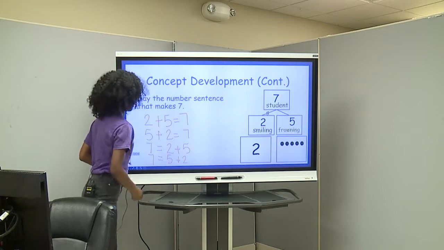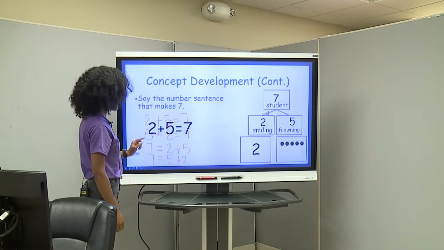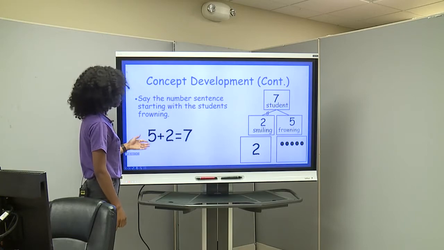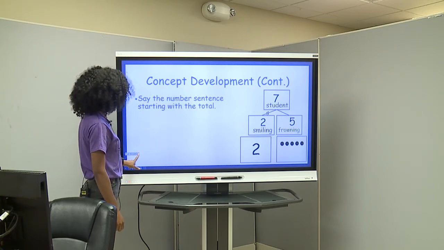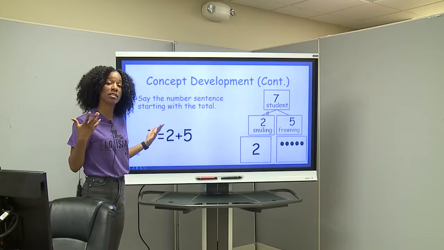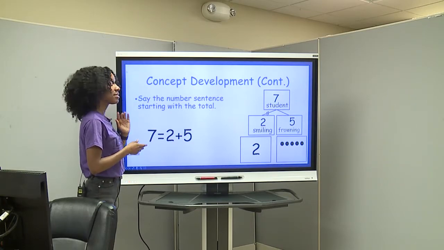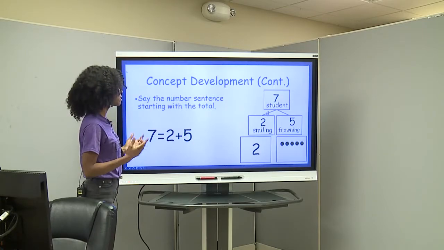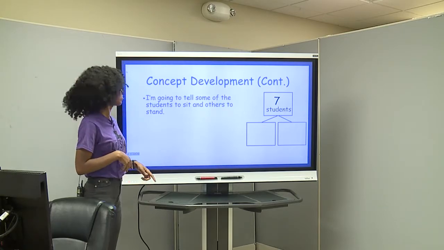Okay? All right, let's go through that. Make sure we got it right. Did we get that one right? Yes, we did. 2 students smiling plus 5 students frowning equals 7 students total. Now, 5 students frowning plus 2 students smiling equals 7 students total. Or we can start with our total. Total 7 students equals 2 students smiling plus 5 students frowning. Can you think of what the last one would be? You're right. 7 students total equals 5 students frowning plus 2 students smiling. Awesome job.